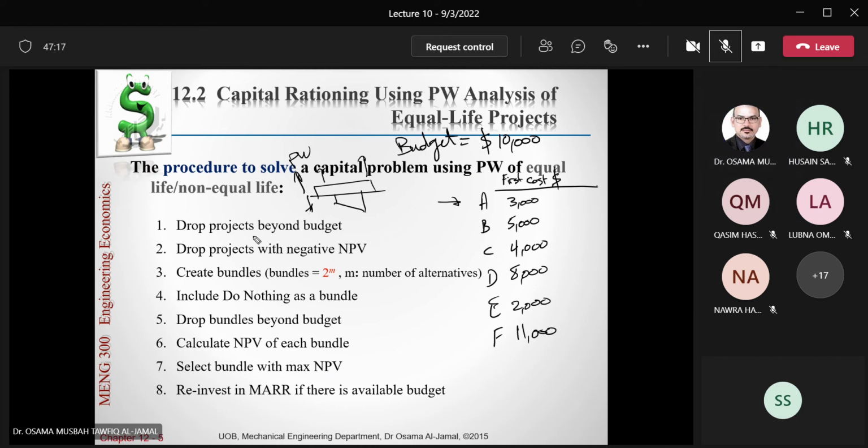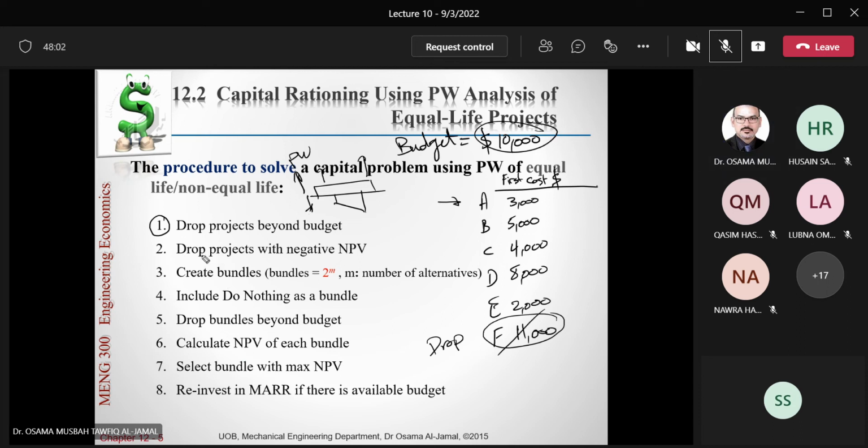Before finding the present worth, notice what it says in the first step. We'll go step by step now. Those 8 steps are very important. Step number 1 says drop projects. We are calling them projects; they are not competing between each other. Drop projects beyond the budget. This is our budget. So which project is to be dropped? Project F. Why? Exceeding the budget. So we are going to drop it.